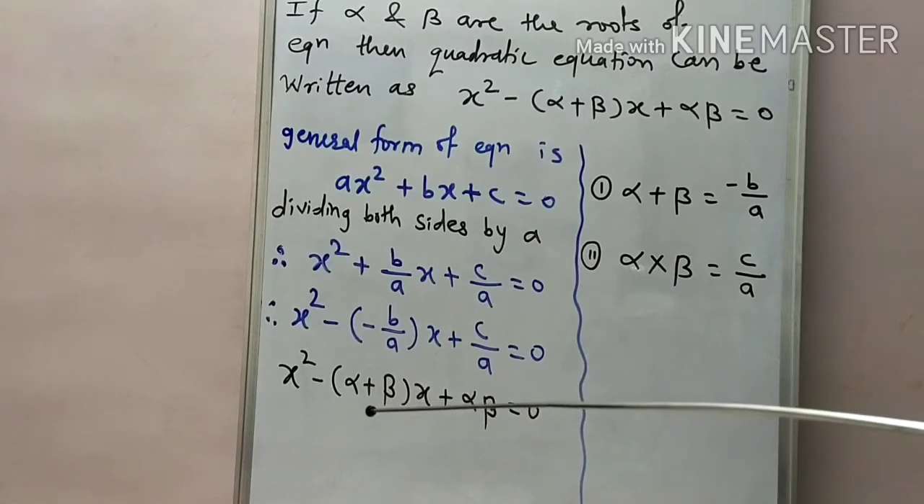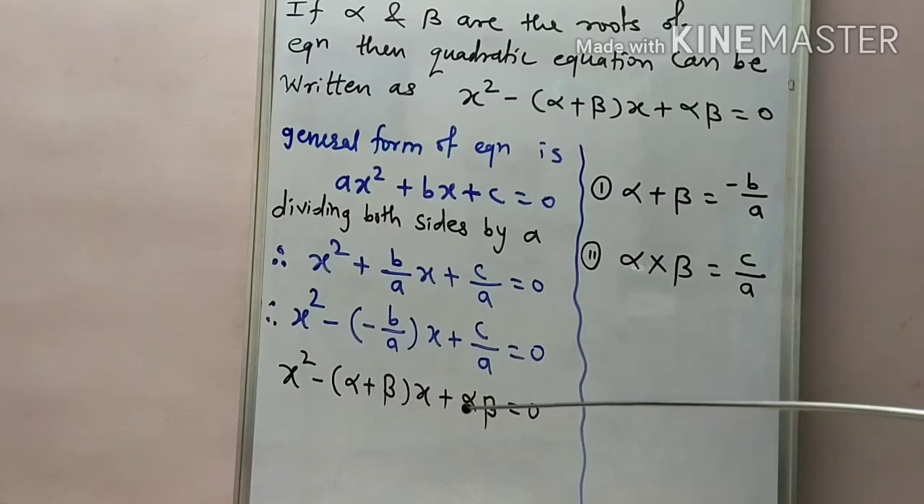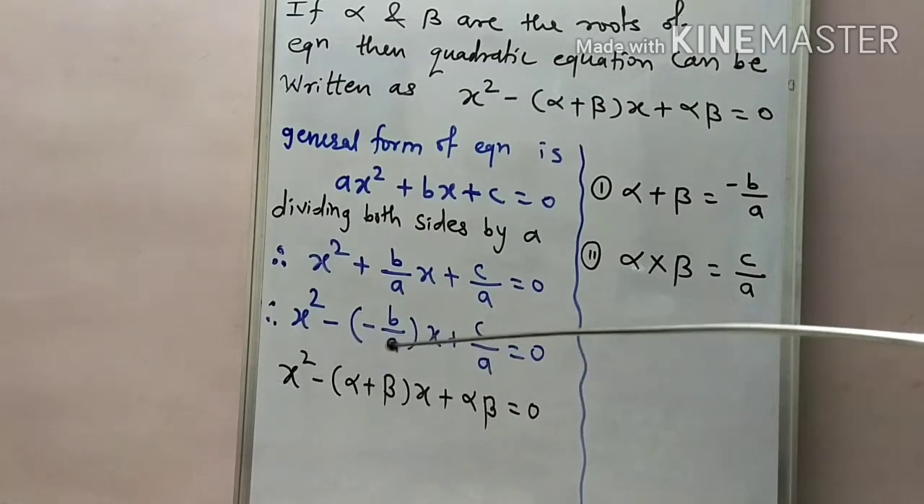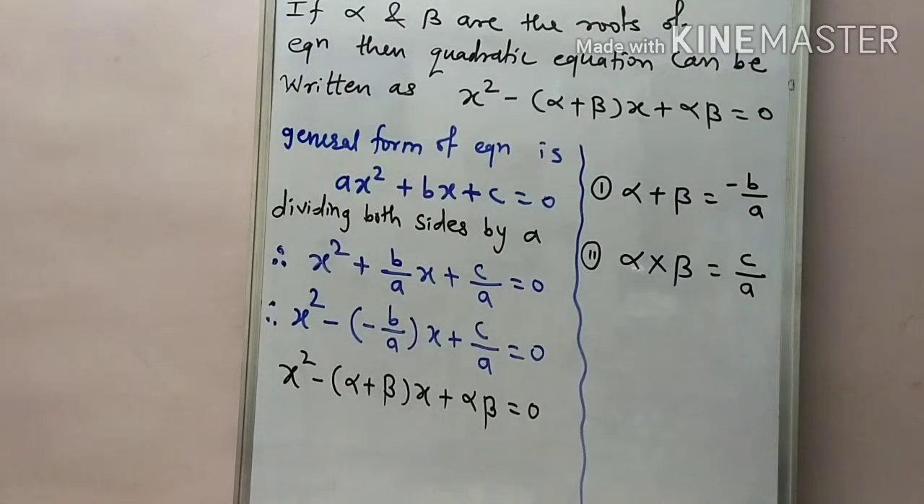If you are given the two roots, or you are given the addition of two roots and the product of two roots, using this general form we can write down the quadratic equation. Okay, so this is the general form, and depending on this we have questions in practice set 2.5. Okay students, and now here we start practice set 2.5.